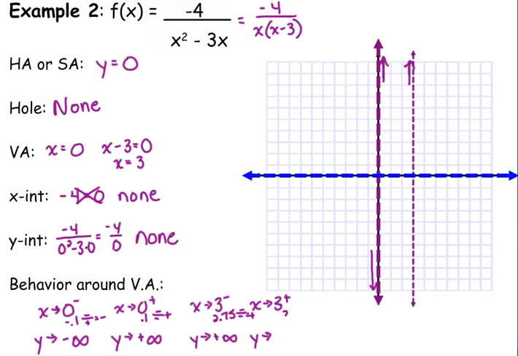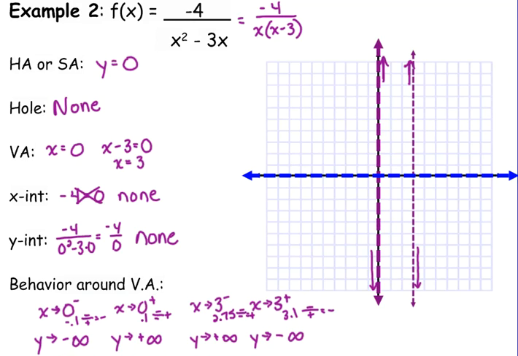3 from the right, 3.1. Numerator is always negative. We've got a positive times positive. 3.1 minus 3 is positive. So negative over positive is a negative. So on the right side of positive 3, we are going to negative infinity.